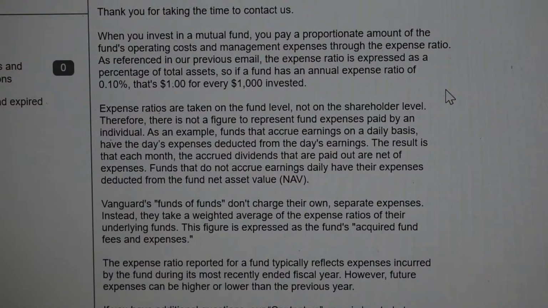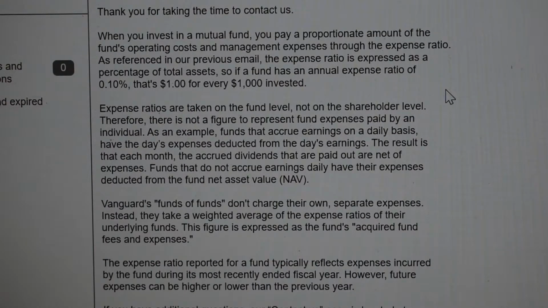So to me, that's like, am I paying fund fees on top of fees on top of fees? Because this specific Vanguard fund that I'm in is composed of other Vanguard funds. So that's like a red flag right there. And then finally, the expense ratio reported for a fund typically reflects expenses incurred by the fund during its most recent ended fiscal year. However, future expenses can be higher or lower than the previous year.